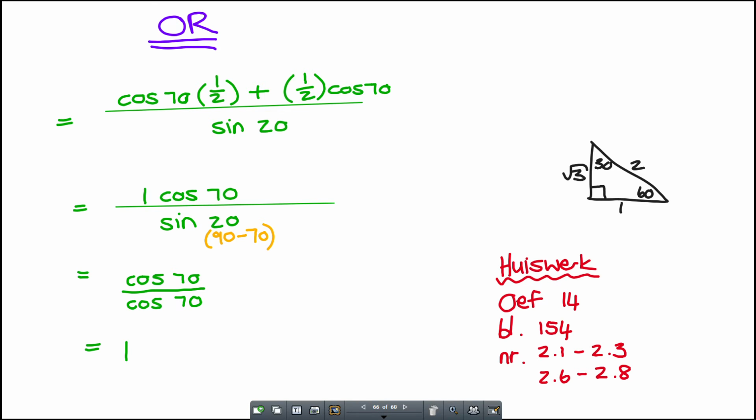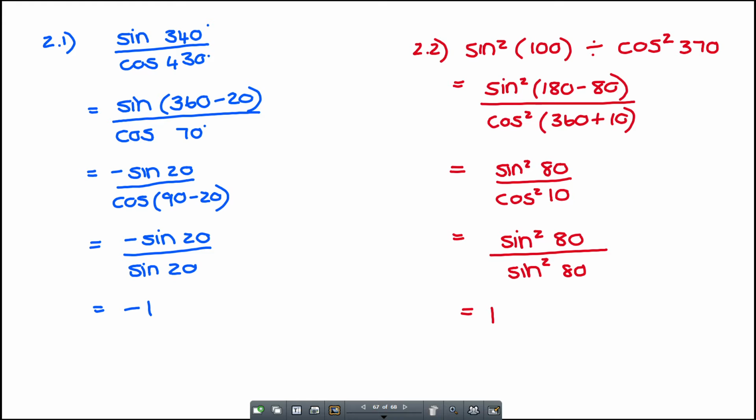Alright, kom ons werk gou. Daar's 2.1 en 2.2. Kyk gou dat jy kan vra as daar iets is waaroor jy onseker is.